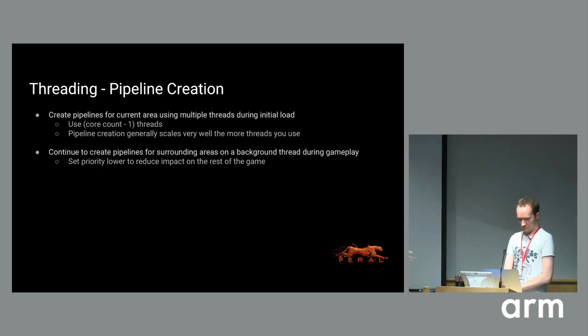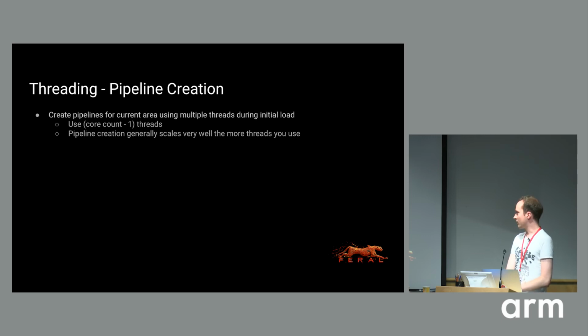And we found that on the desktop drivers at least, the pipeline creation just generally scales very well, the more cores that you use for it, obviously up to the number of cores in the machine. So on this loading screen, it makes sense for us to use most of what is available, leaving one core spare to do the rest of the loading for the game, to try and speed things up.